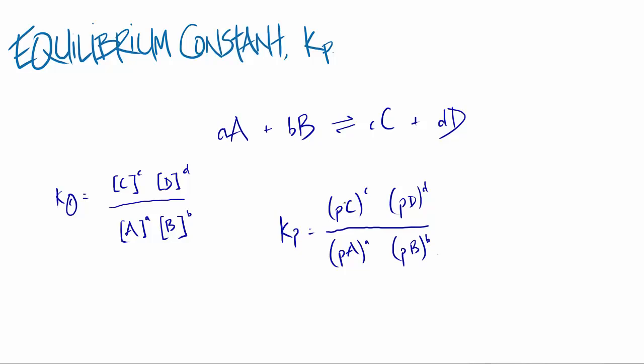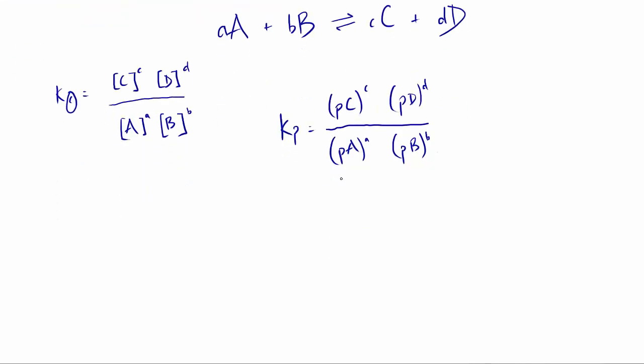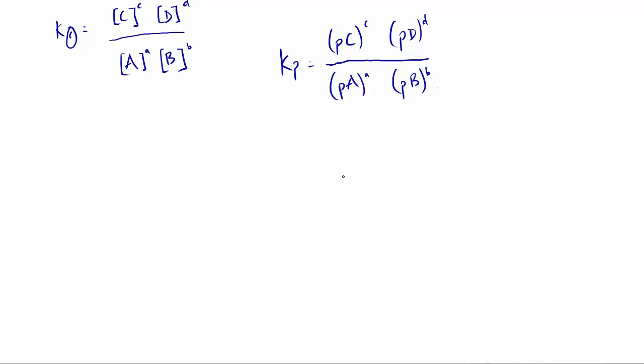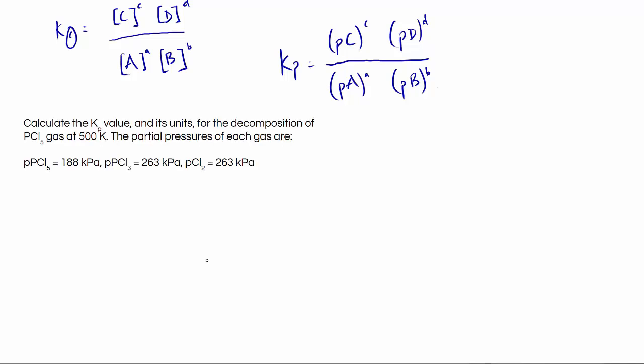Okay. But it works exactly the same in that when we come out with that value of Kp, if we have a simple example, which I'll show you in a second, we just multiply those together to our correct powers, and we multiply those together to our correct powers, and we come out with the value of Kp. And a really simple question would look something like this. So we've got a nice simple question there.